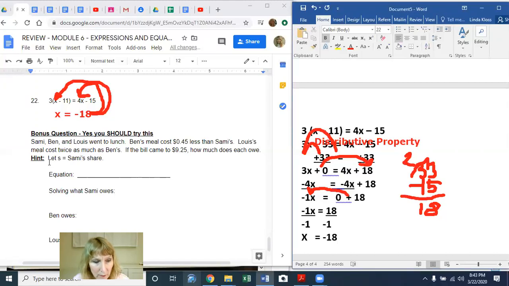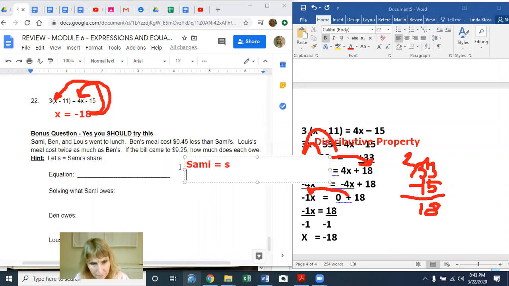And then it gives us a little hint. Let S equal Sammy's share. So we'll write that over here. Sammy equals S. And Ben, what does Ben equal? Ben is 45 cents less than Sammy. So Sammy was S. So Ben is going to be minus 45 cents less. We'll put that in parentheses like this.